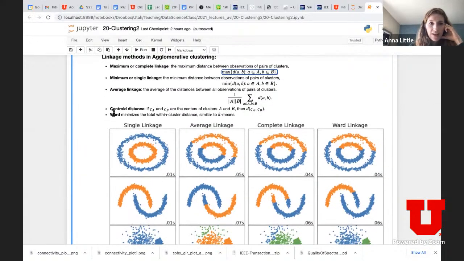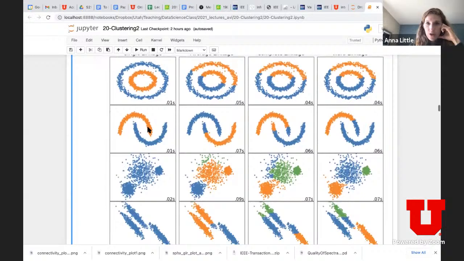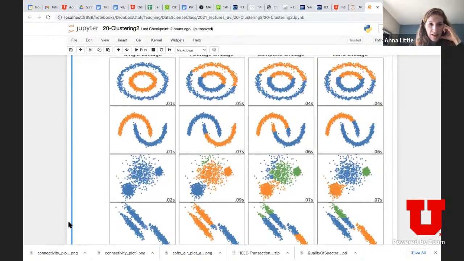Finally, there's Ward's method, which seeks to minimize the total within-cluster distance, similar to how k-means proceeds. I wanted to show you this picture here because I think it is quite helpful.